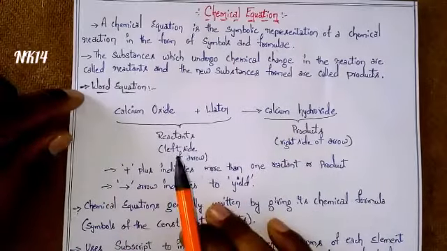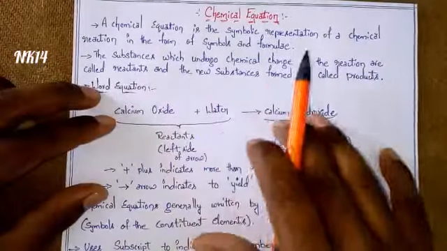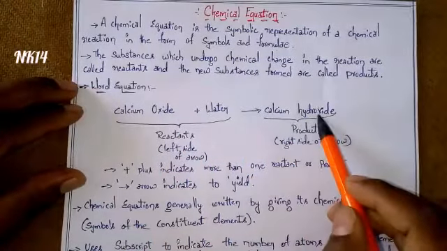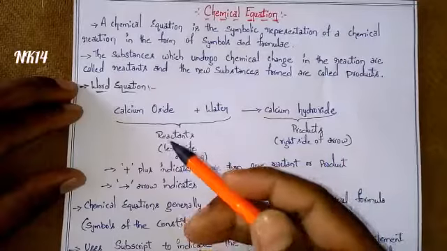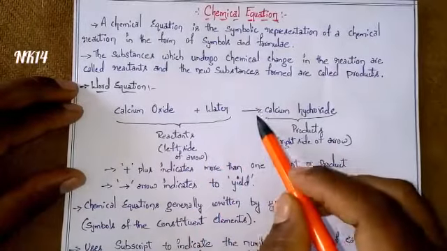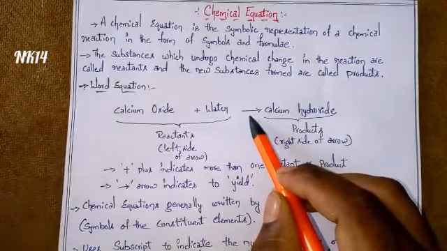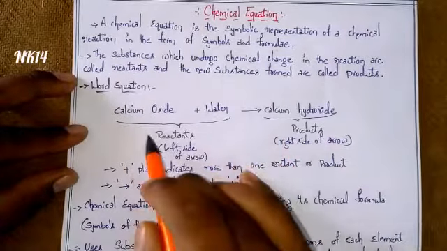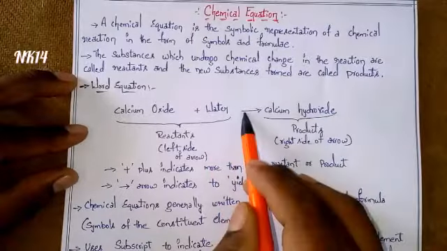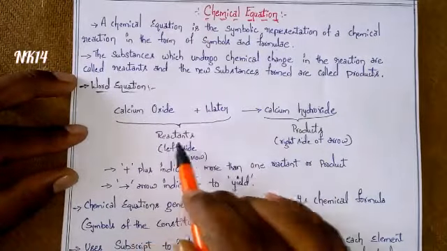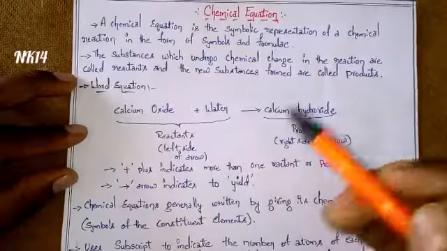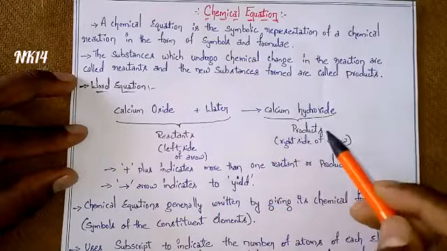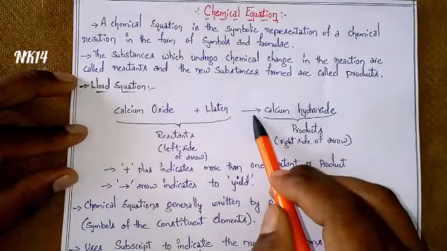Next, coming to the equation, I have taken one equation. See, calcium oxide plus water yields calcium hydroxide. So what are the reactants and what are the products, I will say. You have to remember one point, that the arrow plays a major role. The substances on the left side of the arrow are called the reactants, and all those on the right side of the arrow, after the arrow, are called the products. This is a simple point we have to remember.